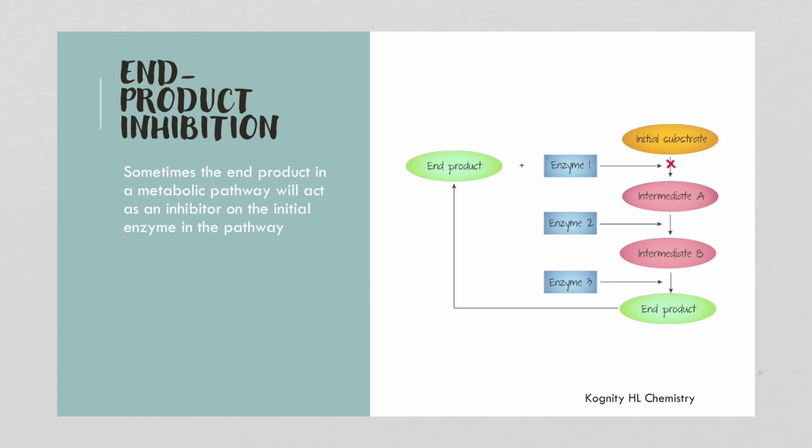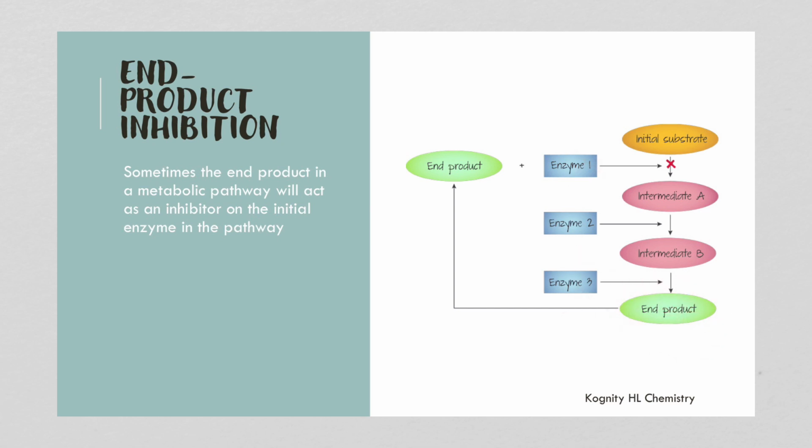Again, in biology, we learned about end product inhibition. So remember, metabolic pathways are multiple reactions and they're catalyzed by multiple enzymes. So sometimes the end product in a metabolic pathway will actually act as an inhibitor on the initial enzyme. So we started with our initial substrate and then we made an intermediate. There was another enzyme. We had a second intermediate. Then we get our end product. So three enzymes catalyze this reaction.